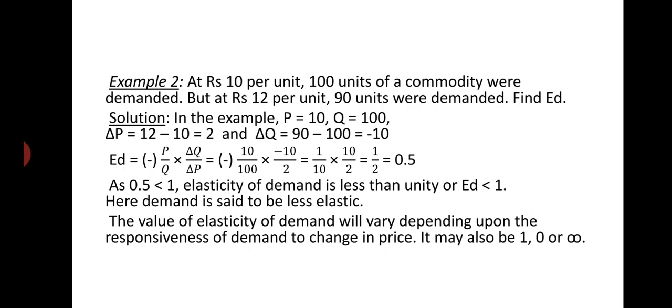Minus into minus becomes plus. So it comes to 1 by 10 into 10 by 2. That comes to 1 by 2, which results in 0.5. So 0.5 means it is less than 1. So elasticity of demand is less than unity, or you can say it is less than 1. Your demand is said to be less elastic, right?